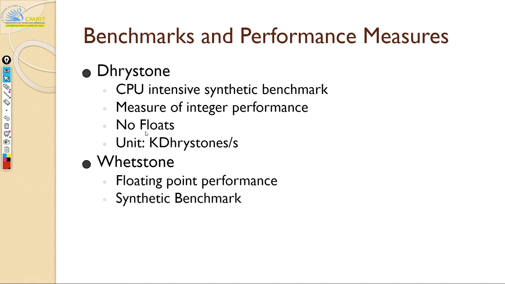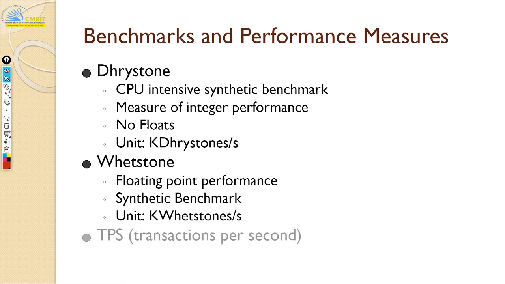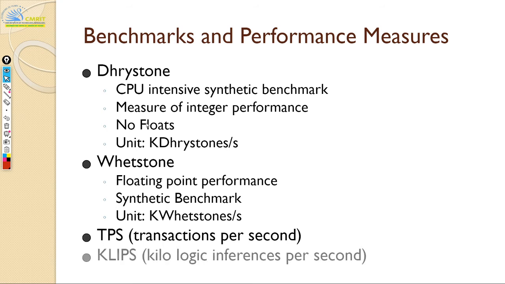So anyway, Whetstone is also a synthetic benchmark, and here the unit is K Whetstones per second, and this is only for floating point. And apart from that, we have transactions per second and KLIPS, kilo logic inferences per second. So these are the other two performance measures that you have. Any questions on this, guys?